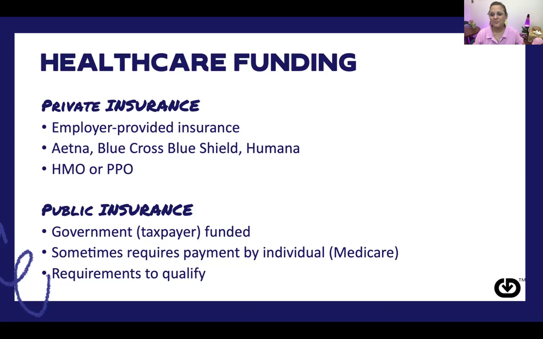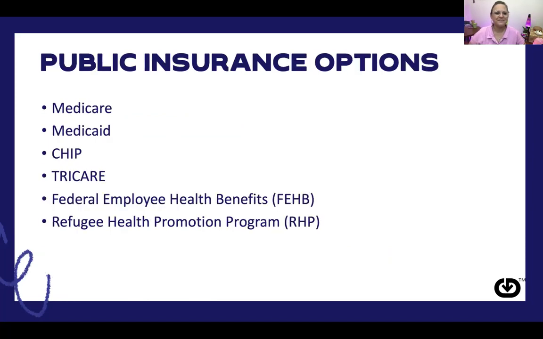For example, if I was having a back pain and I wanted to go see a chiropractor, if I had an HMO, I'd have to go to my primary care doctor and get a referral for the chiropractor. But if I had a PPO, I could just book an appointment with the chiropractor. Now, public insurance is government, taxpayer funded, and sometimes requires payment by the individual to be a part of it, like Medicare. And there are requirements to qualify for the various public insurance options. So let's talk about those. Some of the public insurance options offered by the government are Medicare, Medicaid, CHIP, TRICARE, the Federal Employee Health Benefits, and the Refugee Health Promotion Program.